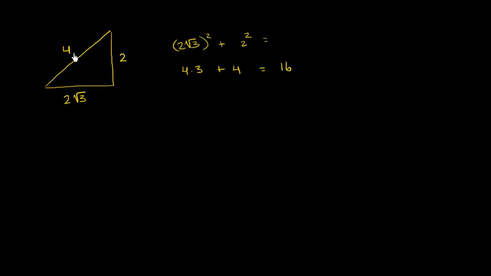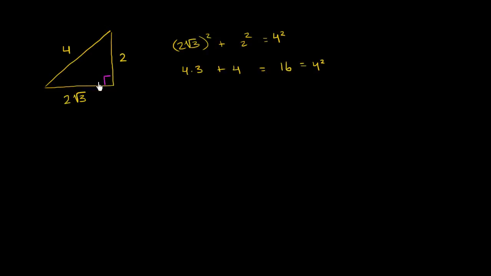And 16 is indeed 4 squared. So this does equal 4 squared. It satisfies the Pythagorean theorem. And if you remember some of your work from 30, 60, 90 triangles that you might have learned in geometry, you might recognize that this is a 30, 60, 90 triangle.